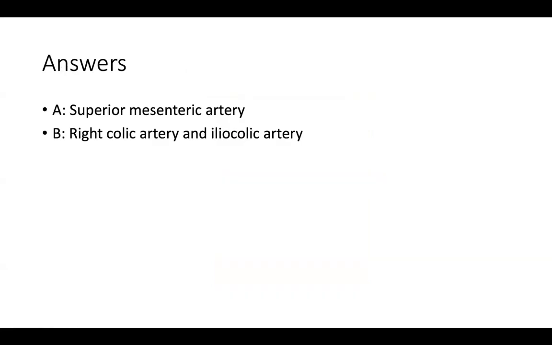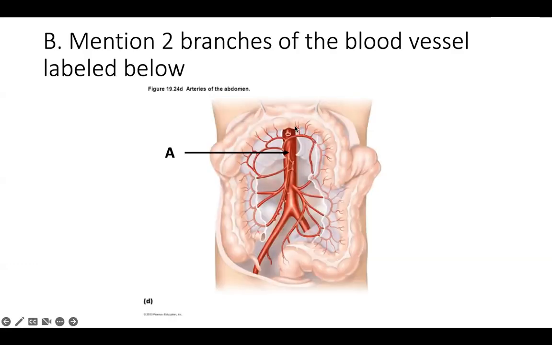All right, moving on to the answers. So that was the superior mesenteric artery and any 2 branches, the right colic and the ileocolic artery. So going back here, this right here is the celiac trunk. This is the superior mesenteric, and this is the inferior mesenteric.